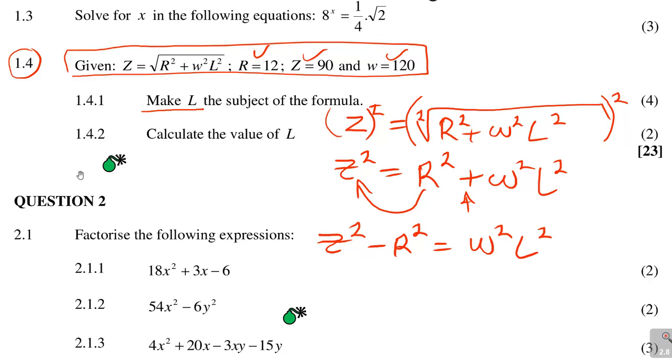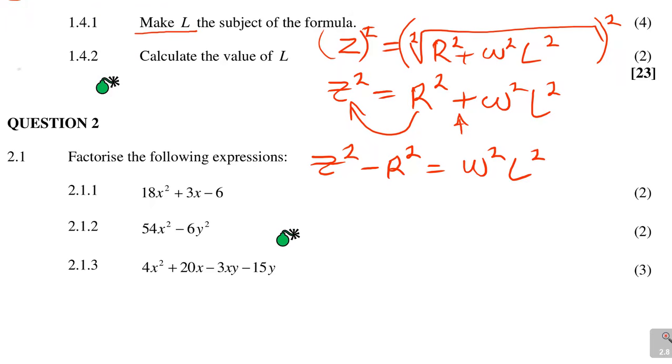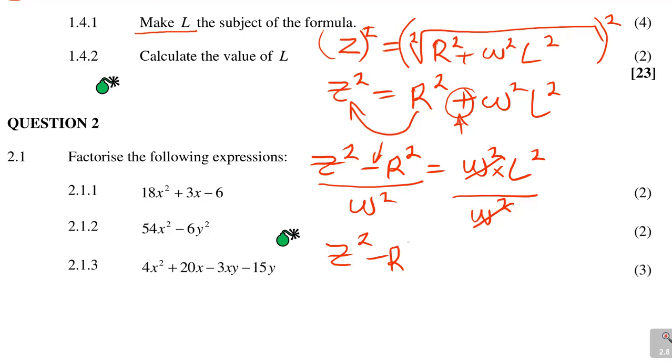I always see algebra as one of the most important ways of learning. Now W squared and L squared are multiplying, and the opposite of multiplication is division. So to get rid of W squared, I must divide by W squared. Here it was addition, so the opposite was subtraction. Always remember that: what you do on the left, you also do on the right. So you have Z squared minus R squared over W squared is equal to L squared.